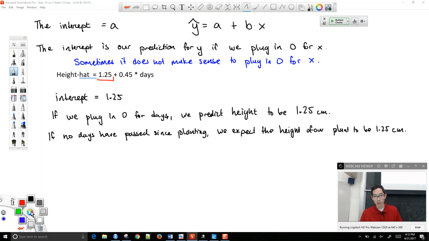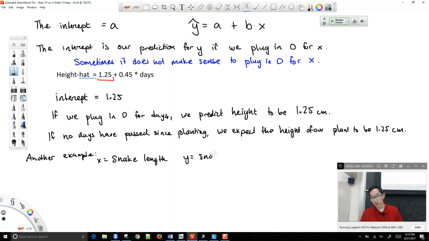Okay, so here's another example. Let's say we're talking about snake length and snake weight. So x is our snake length, y is our snake weight. All right, and I'm just going to make something up here. So we'll say y hat is equal to, I don't know, 21.4 plus 15.1 times length.